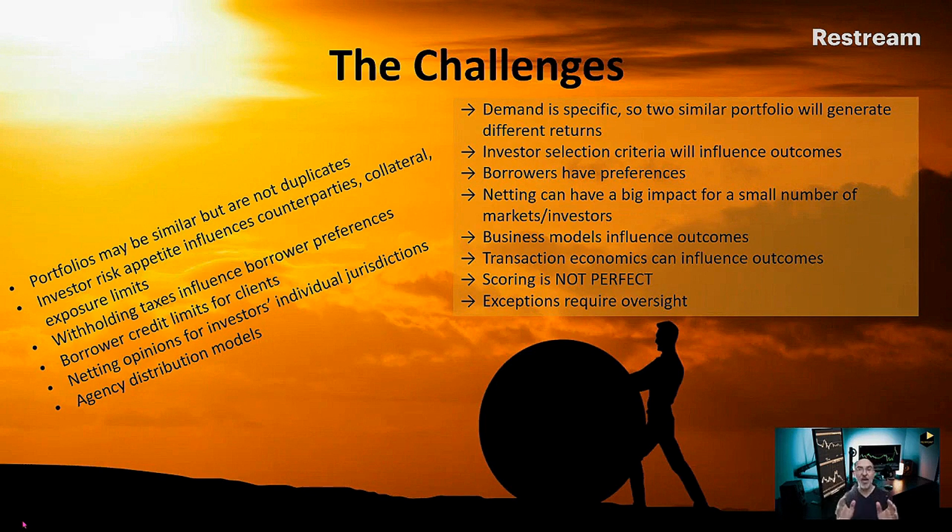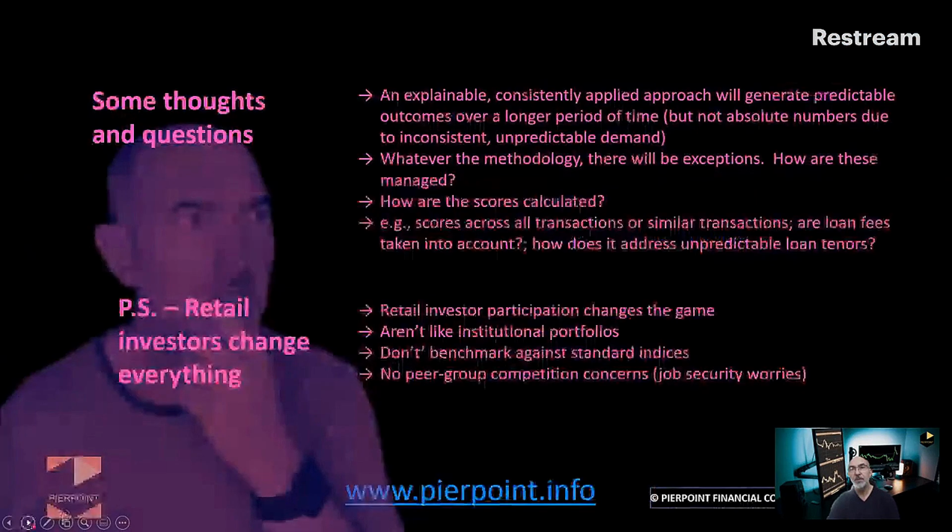So that's why I'm also stressing, as with the bottom point there, that scoring isn't perfect and that the exception process needs oversight. So you need to understand how your agent lender reviews these oversights or these exceptions and how they manage them. Okay, so that's really critical, particularly if you're not the biggest client in the program. So that's really the summary of the key issues. I want to leave you with some thoughts and questions.